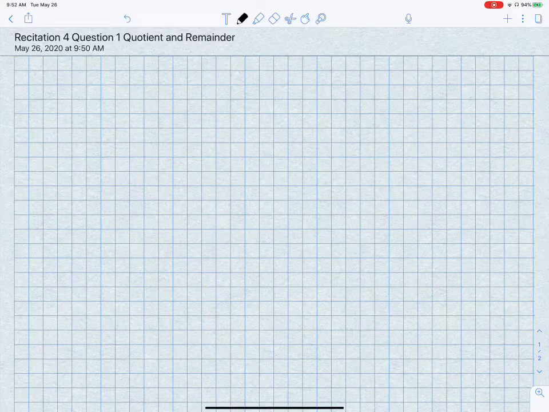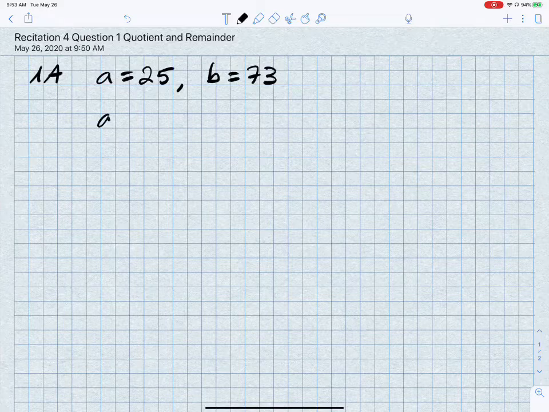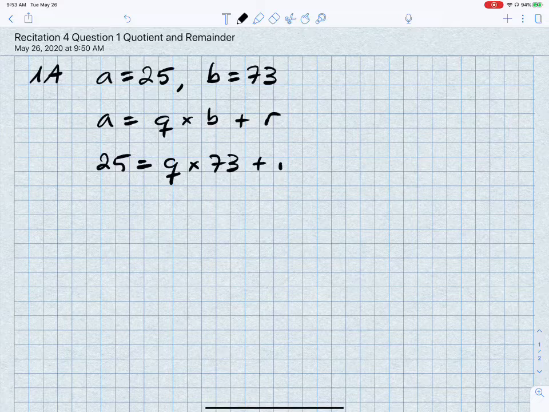All right, so let's work on the first question where we're asked to find the quotient and the remainder. So let's copy the question 1a. 1a says that we have a is equal to 25 and b is equal to 73. So we're going to use the following idea where we have that a is going to be equal to the quotient times b plus the remainder. So in our case, for 1a, we have that 25 is equal to the quotient times 73 plus the remainder.